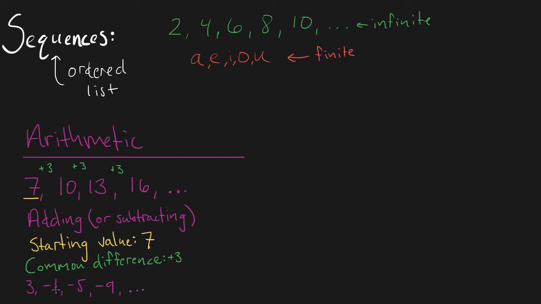3 subtract 4 is -1. -1 subtract 4 is -5. -5 subtract 4 is -9, and so on. So here we have two examples of arithmetic sequences. There's another type of sequence that we care about, and that is a geometric sequence.